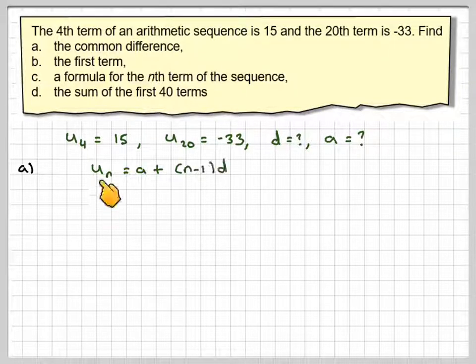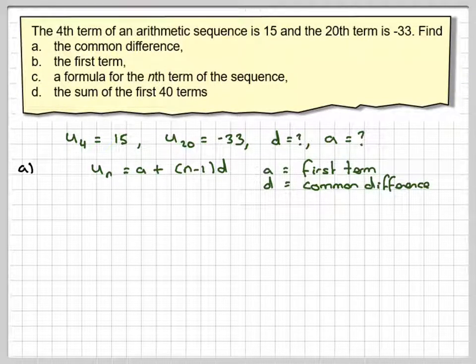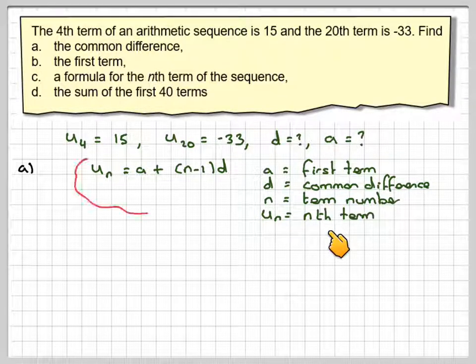We know that any term of an arithmetic sequence, Un, is equal to a plus n minus 1 times d. This formula needs to be learnt. We know that a means the first term, d means the common difference, n means the term number, and Un is the nth term.